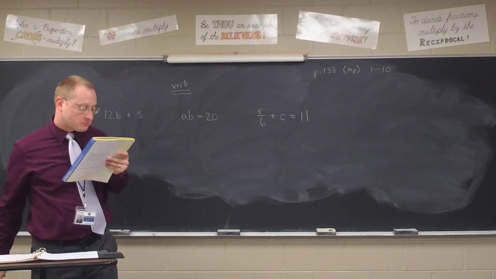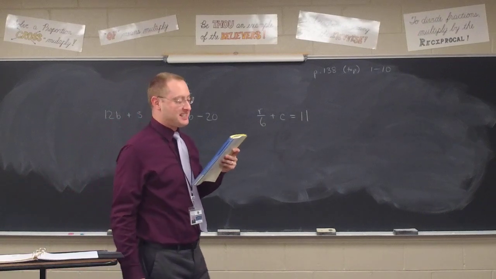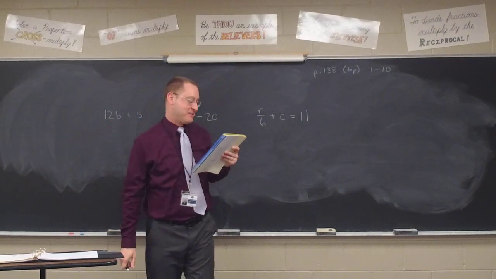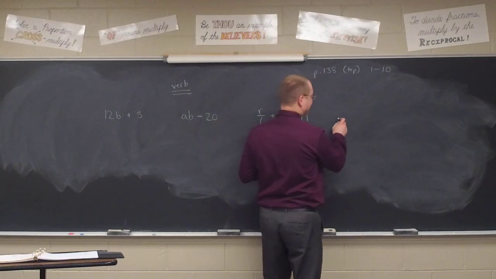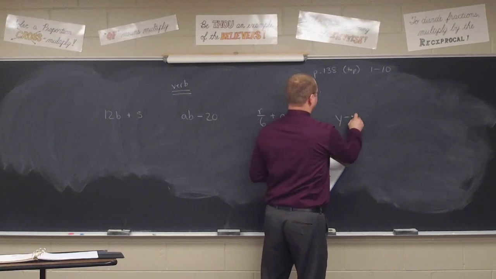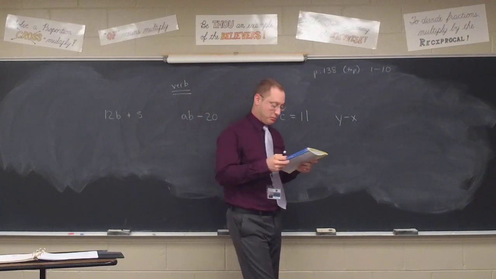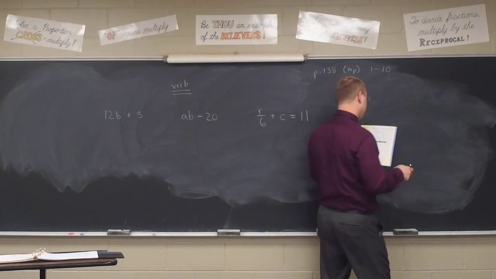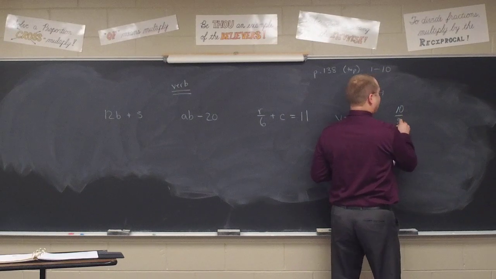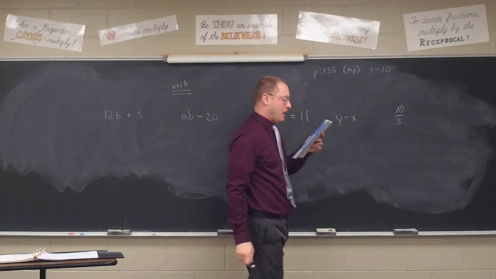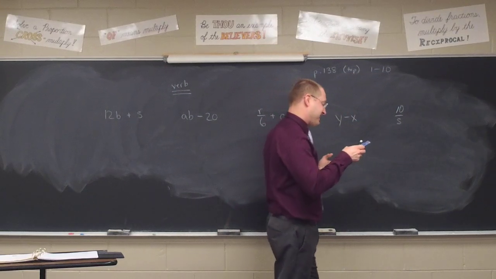Number 7. Y decreased by X. Luciana? So y minus x. Very good. Number 8, 10 divided by S. Bryson. 10 over S. Good. Show the division with a fraction bar. Number 9. The product of 2 and X. Ben.